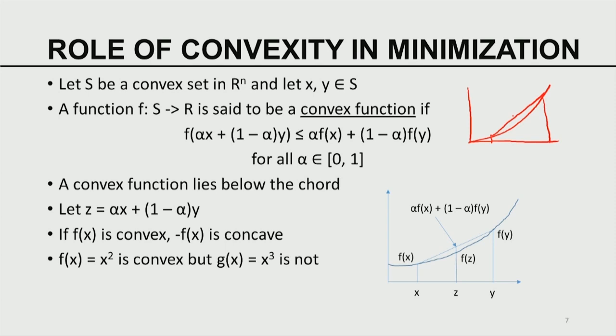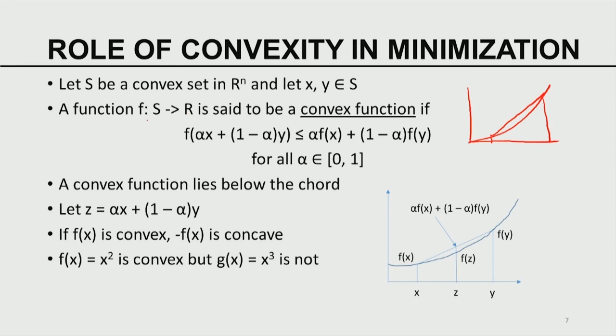So let S be a convex set. Let x and y be points in S, and consider a function from S to R. So the underlying set over which the function is defined is a convex set. Are you all with me? There is an underlying set which is convex, and there is a function defined over that. If I take any two points in the convex set, evaluate the value of the function and draw a chord, the function lies below the chord. What is an example? X squared.